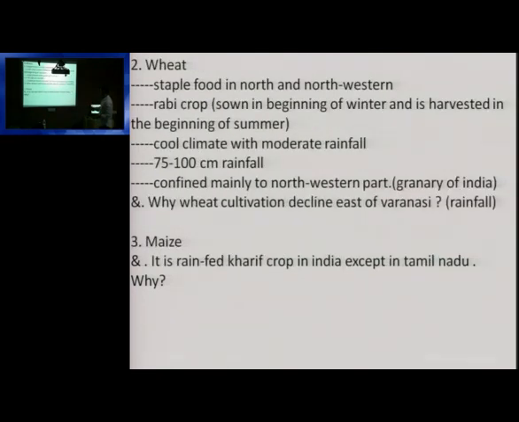Next, we go for wheat. Why does wheat cultivation decline east of Varanasi? The simple thing is rainfall. Because the 100 centimeter isohyet is the determining factor whether that area will grow rice or wheat. But you will ask me another question. Punjab and Haryana come on the western side of the 100 centimeter isohyet, but why is there cultivation of rice in Punjab, Haryana? It is irrigation. And how irrigation?